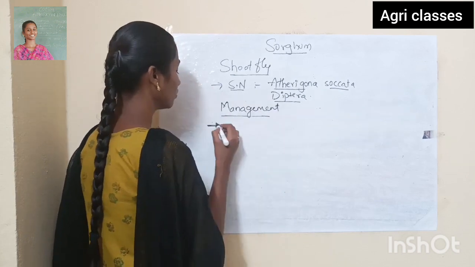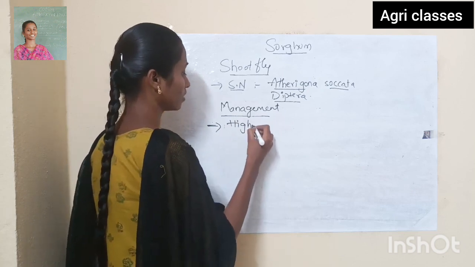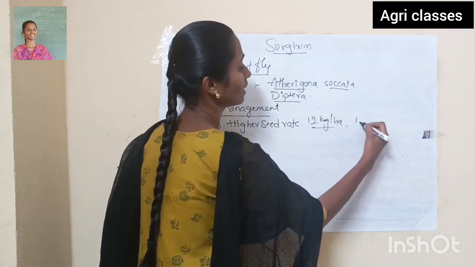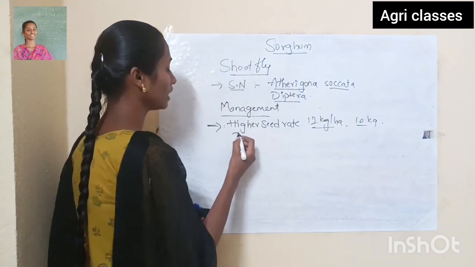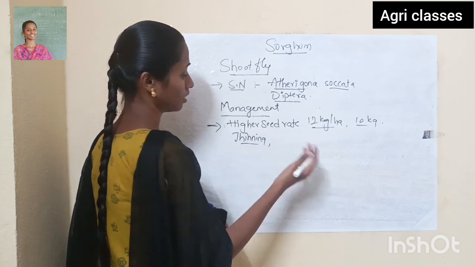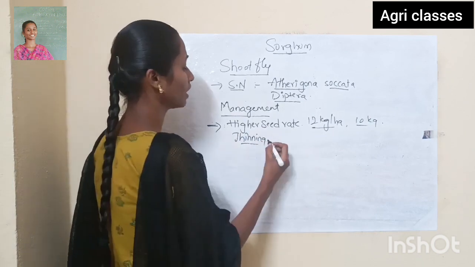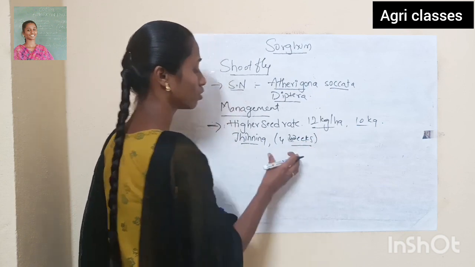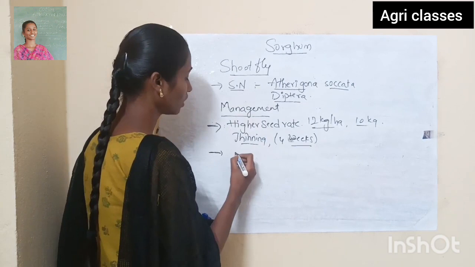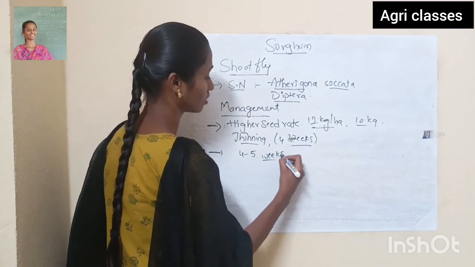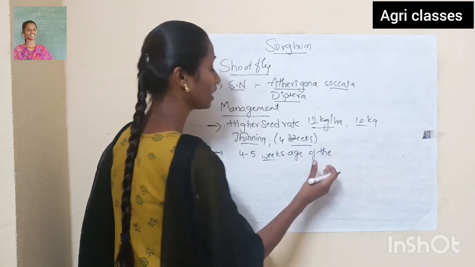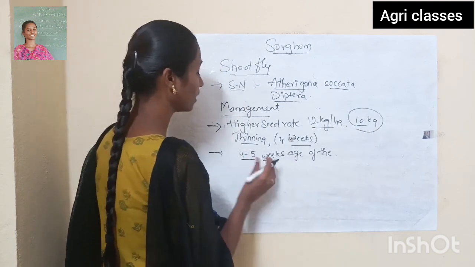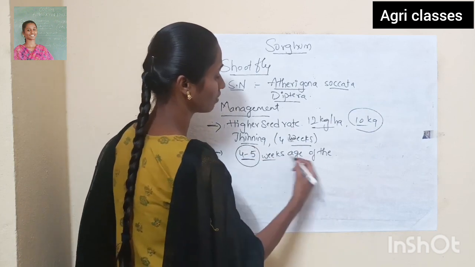In management we should use a higher seed rate. Here we can use 12 kg seed per hectare rather than 10 kg. We also do thinning in jowar, so we can remove the affected plants. We can do this thinning after 4 weeks of planting, because the main attack of this pest is during 4 to 5 weeks of age of the plant. After that we remove the affected portions and retain only healthy plants.